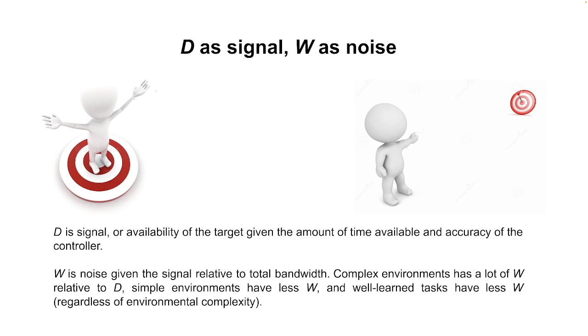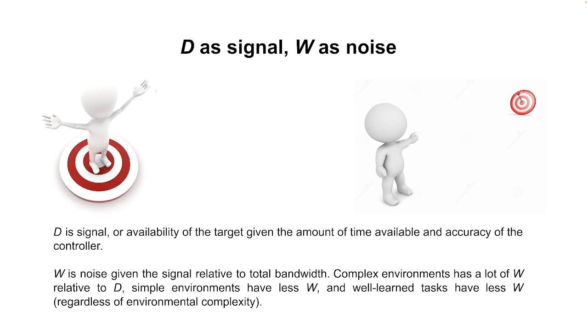So that's our D, and that's distance. Now W, which is the width of the target, is considered noise. We've talked about this already. This is given the signal relative to total bandwidth. Our bandwidth, we kind of covered that with the index of difficulty, with the number of bits generated, and that's basically our bandwidth. But we need to have a high signal relative to the total bandwidth to overcome that noise. And so complex environments have a lot of W relative to D, which means that they have a lot of noise relative to the distance, or I guess you could think about it as the index of difficulty.